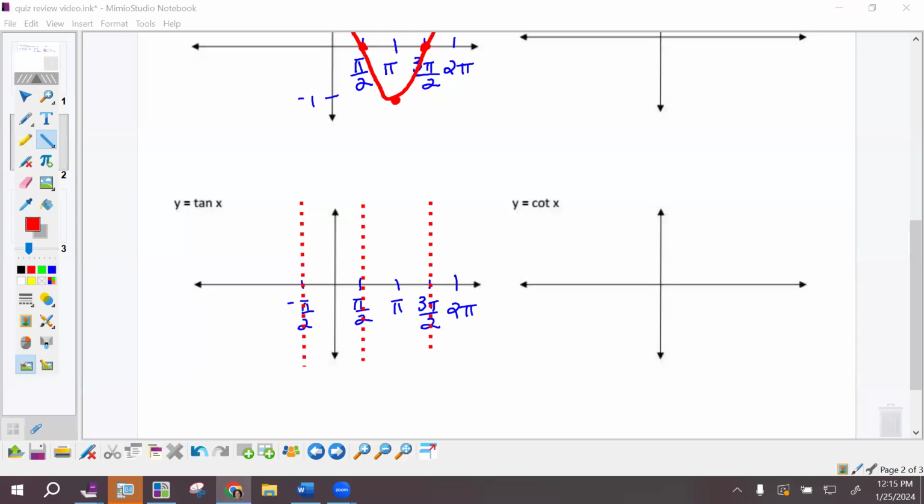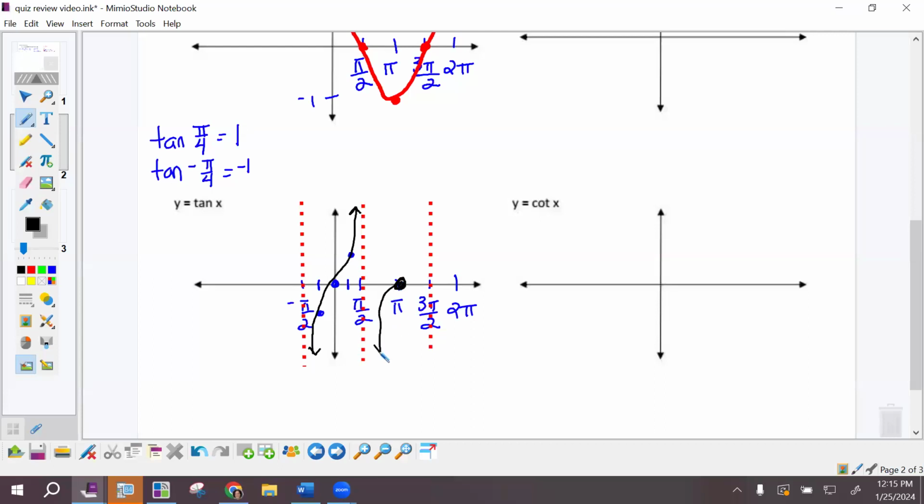If you're not sure, you don't remember, you could always think about the value of tangent pi over 4, which is positive 1. So at pi over 4, we've got positive 1. Here's my 0. Tangent of negative pi over 4 is negative 1 because that's in quadrant 4. So now I can see that my tangent graph would increase going towards the asymptote. I find it easier to graph in 2 parts like this. And there's our tangent graph.